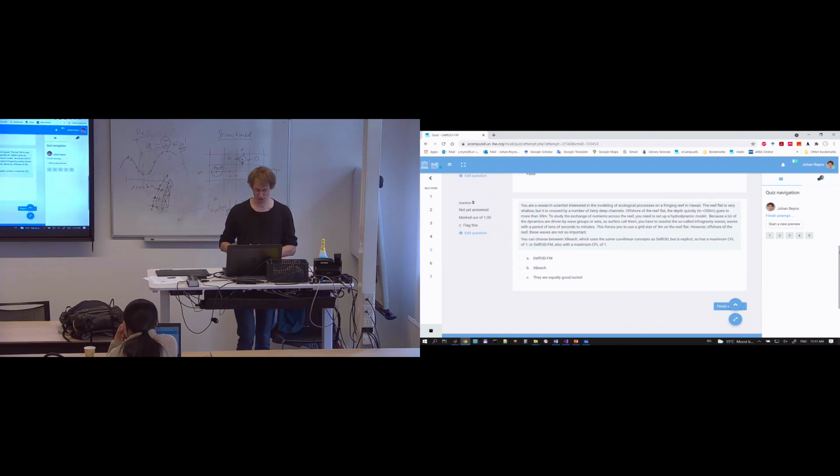Now that's the long causal one. You're a research scientist interested in modeling of ecological processes on a fringing reef in Hawaii. I'm not looking at myself. The reef flat is very shallow, but it's crossed by a number of fairly deep channels. So let's say the reef flat is half a meter under mean sea level and the channels are 30 meters deep or so. That's typical of what you would find on a fringing reef. Offshore of the reef flat, the depth quickly goes to more than 30 meters. So that's reef flat and then it comes down.